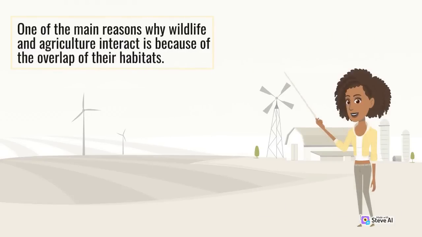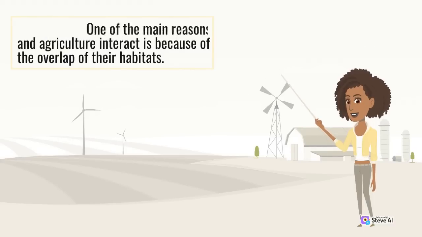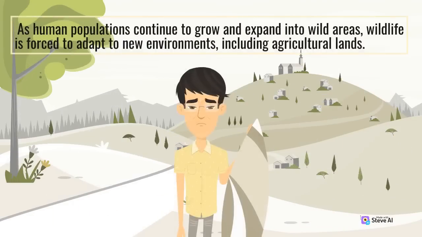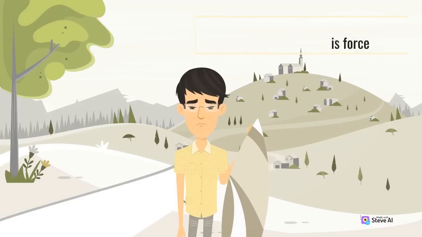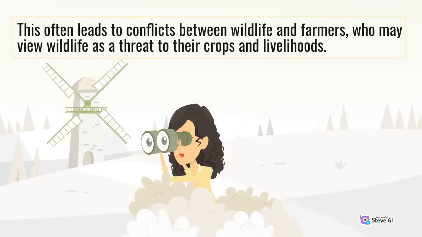One of the main reasons why wildlife and agriculture interact is because of the overlap of their habitats. As human populations continue to grow and expand into wild areas, wildlife is forced to adapt to new environments, including agricultural lands. This often leads to conflicts between wildlife and farmers, who may view wildlife as a threat to their crops and livelihoods.